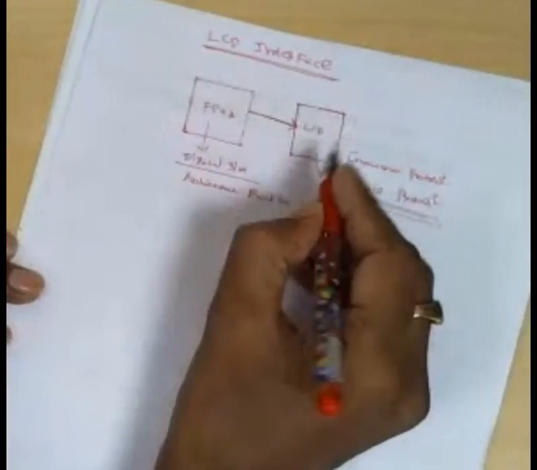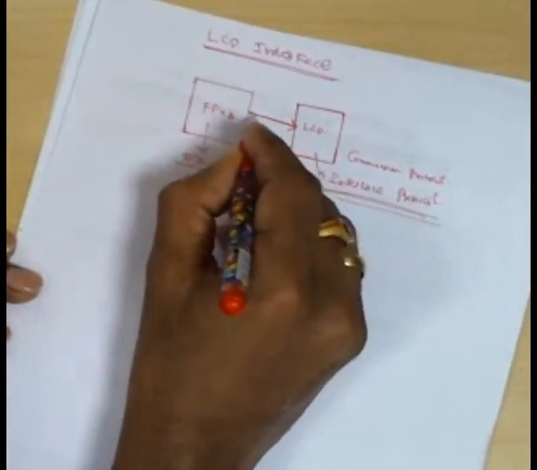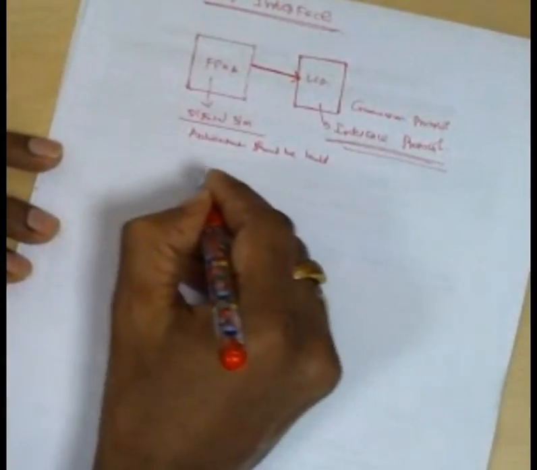Good. Now we will understand the protocol for this one. What is that protocol? That protocol is only the pins we have. This is the LCD.